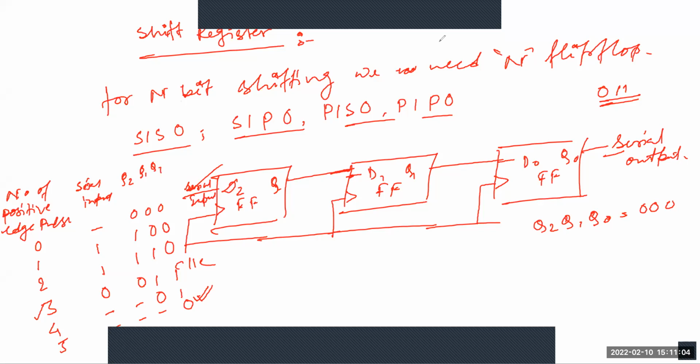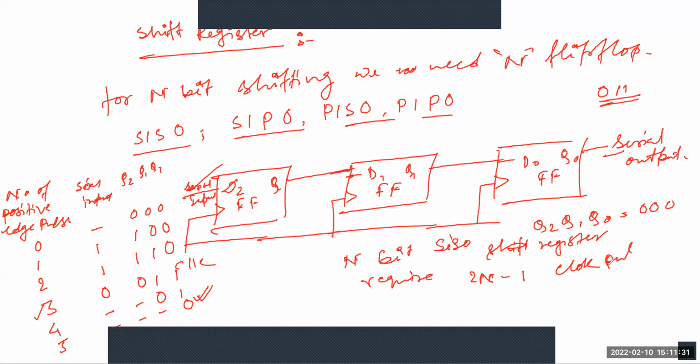Similarly, in the case of an n-bit SIPO shift register, it requires 2n minus 1 clock pulses in order to shift n-bit information.